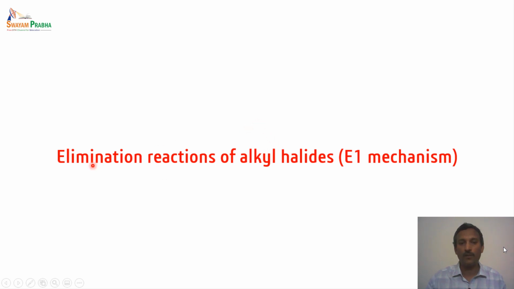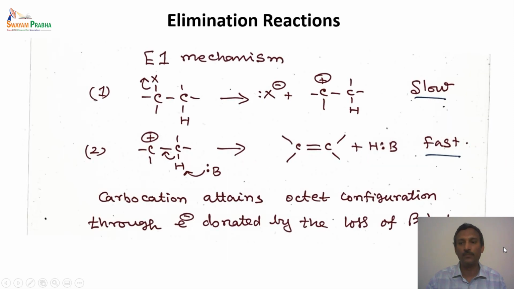Let us continue with our elimination reactions of alkyl halides. This time we will look at the E1 mechanism. So in the E1 mechanism, the reactions are very similar to the SN1 mechanism, where a carbocation is involved. In the first step, the halide is removed to form X minus and the carbocation is formed. This is a slow step, or the rate determining step.